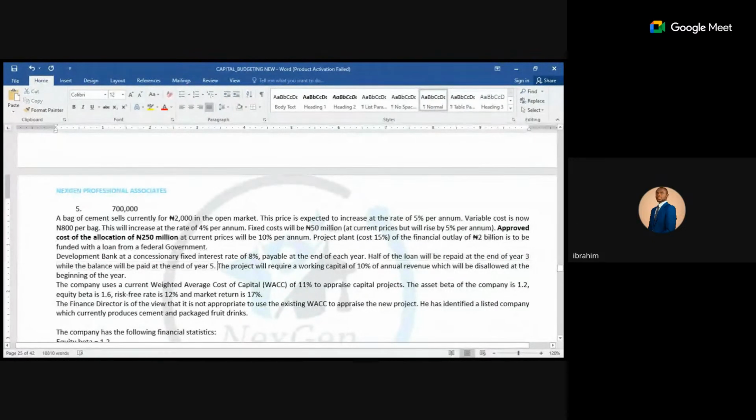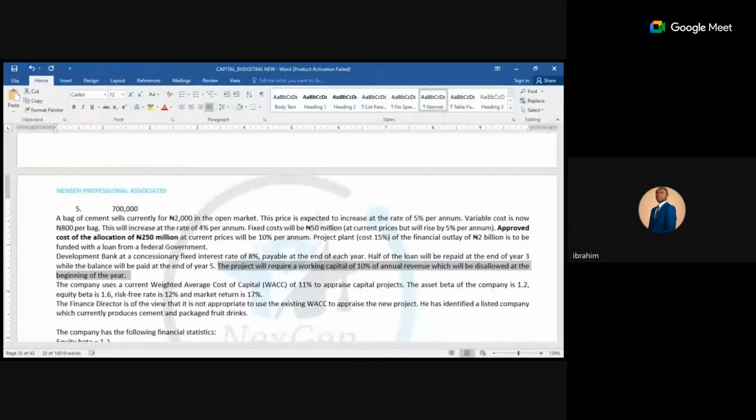Now, the project will require a working capital of 10% of annual revenue, which will be disbursed at the beginning of the year. Meaning that at year 0, it is what you will use to run the project, and it will be 10% of the annual revenue. That will be your working capital.